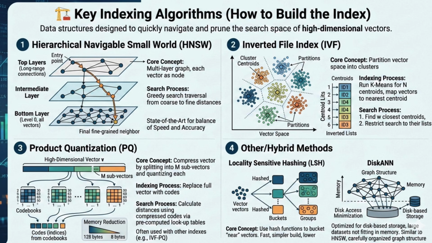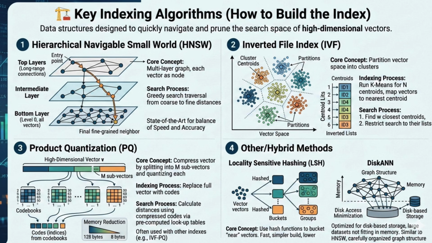So first we have HNSW, which stands for Hierarchical Navigable Small World. HNSW is currently considered state-of-the-art for its excellent balance of speed and accuracy. It's a graph-based index where each vector is a node. The graph is constructed in multiple layers. So we have the top layers. These contain nodes with long-range connections enabling fast traversal over large distances. Then we have the bottom layers. These contain all vectors with short-range, fine-grained connections.